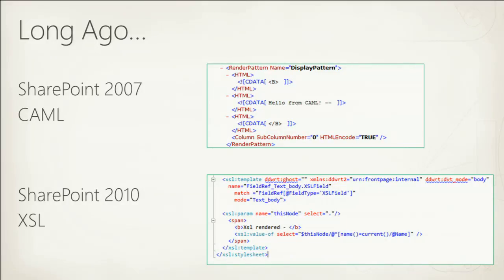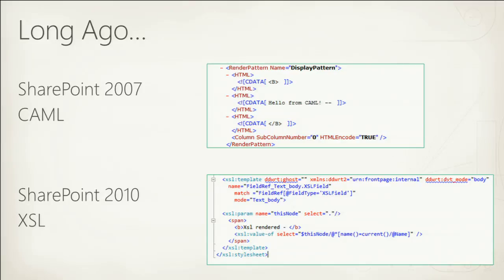So in the SharePoint 2010 release, we adopted the schema-agnostic XSL-based rendering model that you guys have been using so far. And so if you've messed with XSL, this should look pretty familiar. You've got an XSL template, you give it a name, you give it a match, which is basically a rule for how you want it to be applied, and then you say, what do you want it to do? There's some state there with that XSL param to get some information about where you are in the DOM tree.